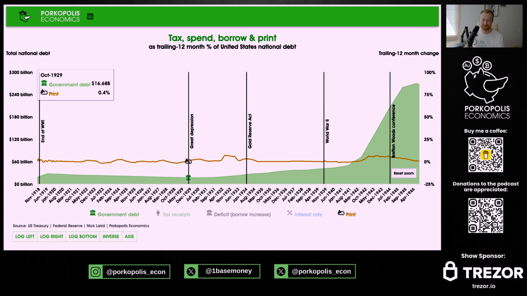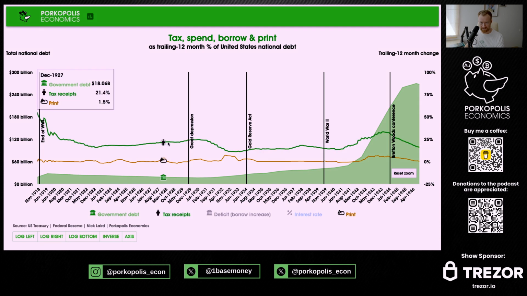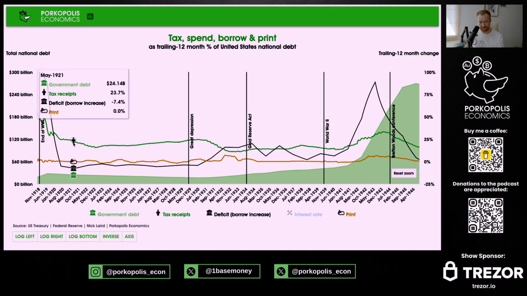Then you get to the Great Depression. And now look, this is another interesting thing to show you about economics. It's more complicated than what you might see on the surface. The national debt was falling all during the Roaring 20s. We were paying down debt. Taxes were roughly 20% of the budget, and the deficit, as we see, is below zero. That means it was a surplus. So we had a surplus. We were spending less than we were taking in as a percentage of the debt on the trailing 12-month basis. Yet we still had a Great Depression.